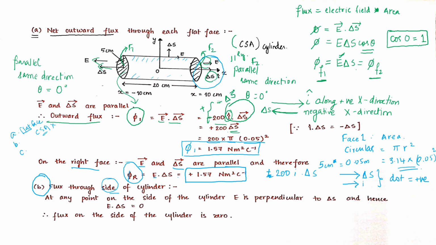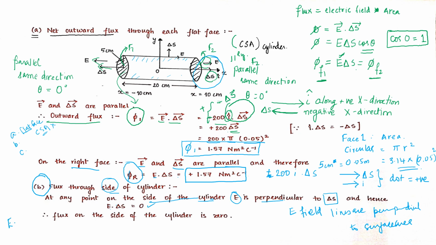What I explained in the previous slide, in the previous diagram, is that on the side of the cylinder, E is perpendicular to delta S, the area vector. The electric field lines are perpendicular to the surface area vector. Hence, the dot product of E and delta S comes out to be 0.